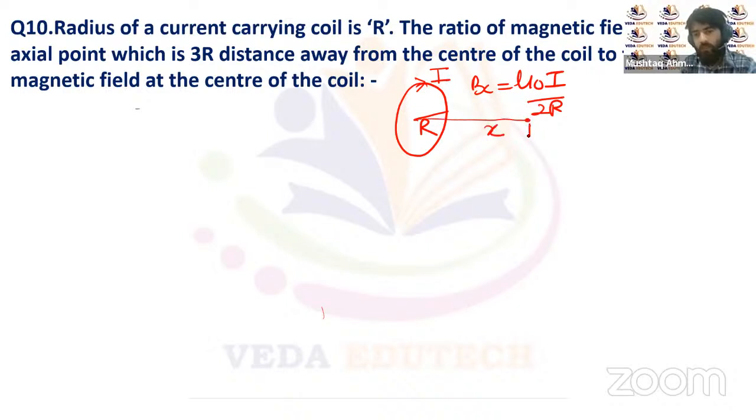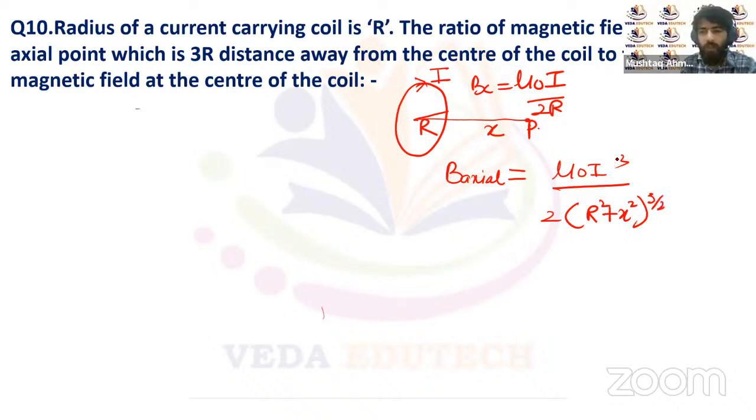At some distance x at point P, the magnetic field on its axis, that's the axial magnetic field, will be given as mu naught I r square upon 2, times r square plus x square raised to power 3 by 2. So this will be the net magnetic field because of this current carrying loop on its axis.